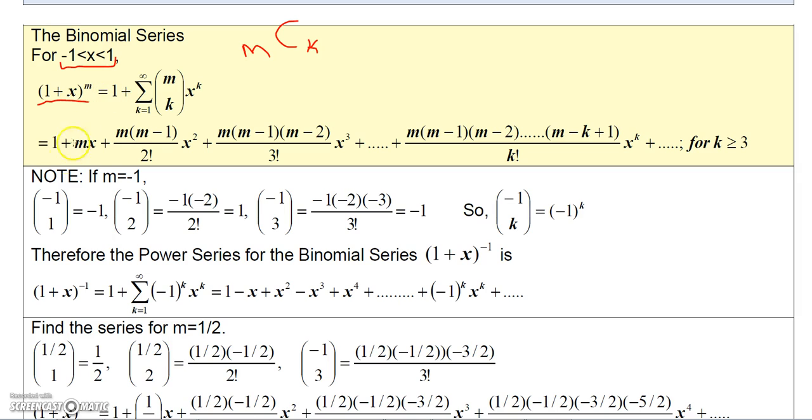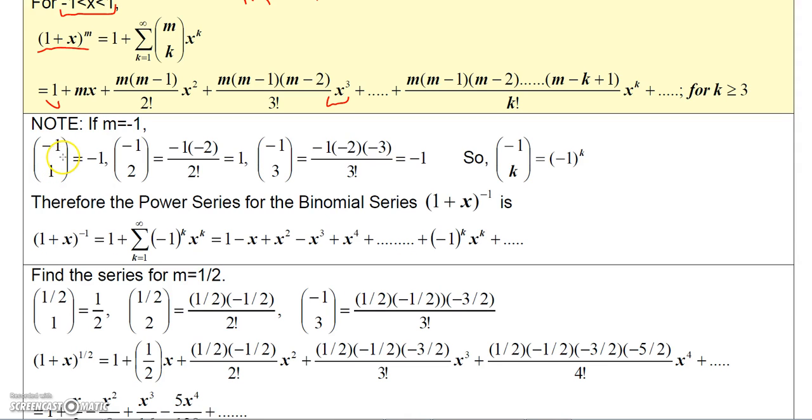Okay, so this would be 1, and then m choose 1 would be m, and then you multiply by x to the first power. And then m choose 2 would be m times m minus 1 over 2 factorial, and that would give you x squared for the x power. And then m choose 3, you'd have m times m minus 1 times m minus 2 over 3 factorial, and then x cubed for the power of x, and so forth and so on. So that's the binomial theorem.